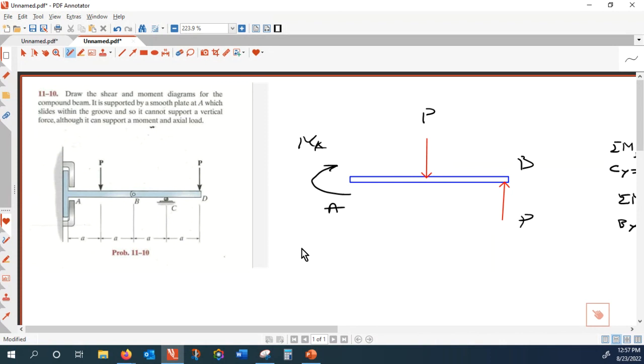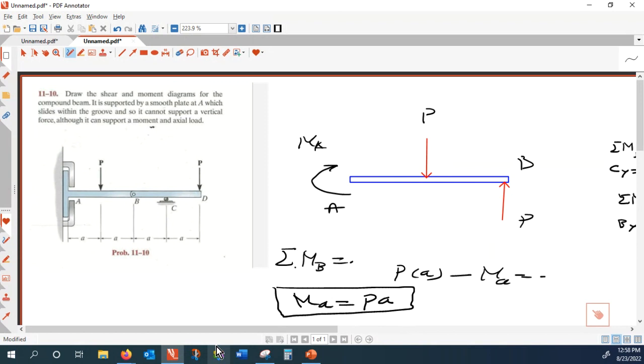So let me take moment of forces with respect to point B equal to 0. That is P times A, and that makes a positive rotation, minus MA is equal to 0. Therefore, MA is equal to PA.